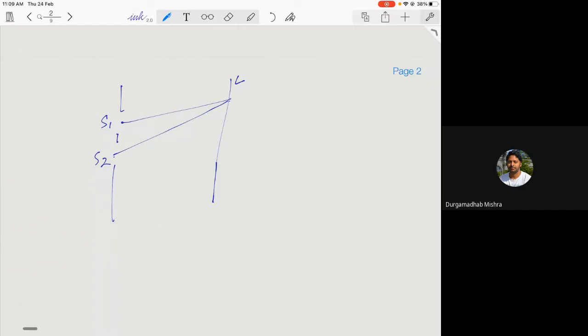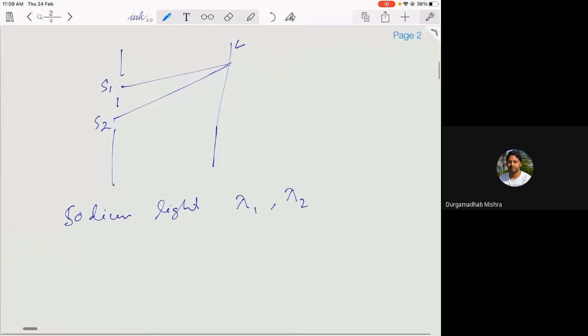Now we have, let's say, two wavelengths. For example, you use the sodium light, so you have the D1 and D2 sodium wavelengths. Let's say we use a sodium source, where you have two wavelengths, lambda 1 and lambda 2. Each one will satisfy the condition for the interference.